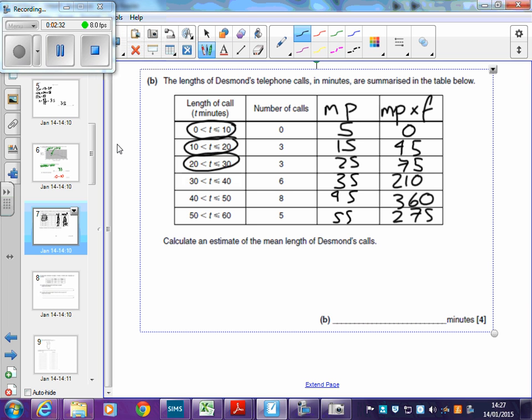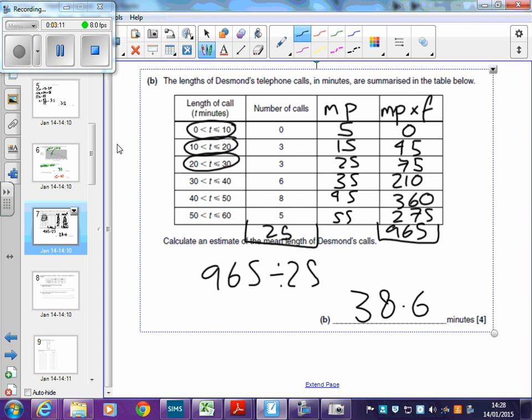We then need to add up the second column and the fourth column. In the second column, I've got 3 and 3 is 6, add 6 is 12, add 8 is 20, add 5 is 25. For this next column, I'm just going to quickly step over to my calculator. So 45 plus 75 plus 210 plus 360 plus 275 equals 965, my total for that column. Then the estimate of the mean: 965 divided by 25 equals 38.6 minutes.